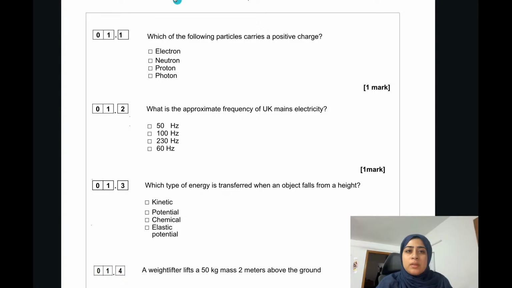Okay. Can everyone see the screen? Sadia, can you just let me know in the chat? Can you see the screen and hear me? Sadia?